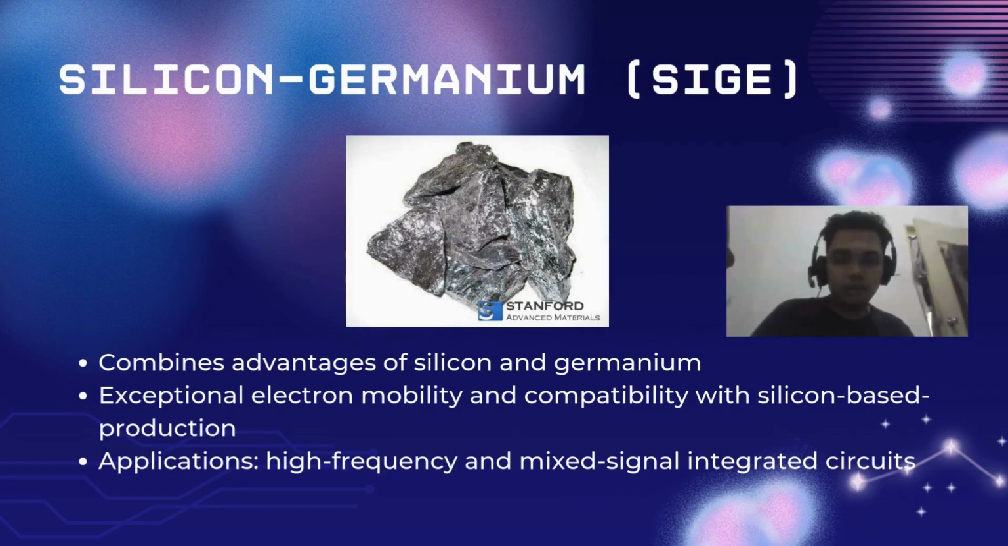So the next material used in the 5G infrastructure is silicon germanium, which combines the advantages of silicon and germanium. It has exceptional electron mobility and compatibility with silicon-based production. The applications of silicon germanium can be used at high frequency and mixed signal integrated circuits, especially in 5G.